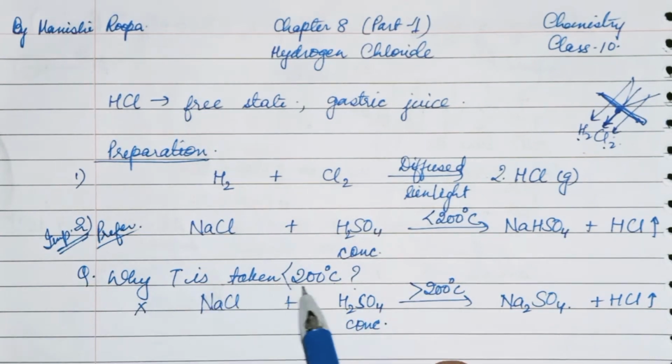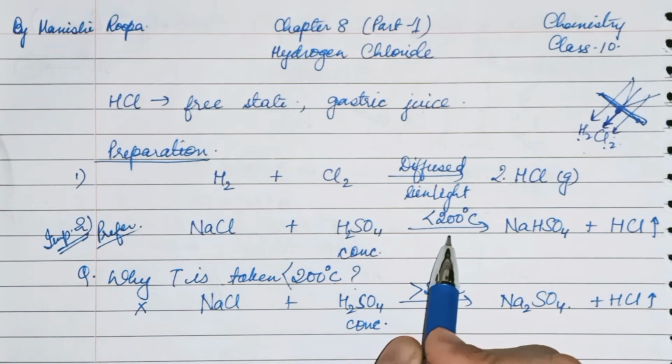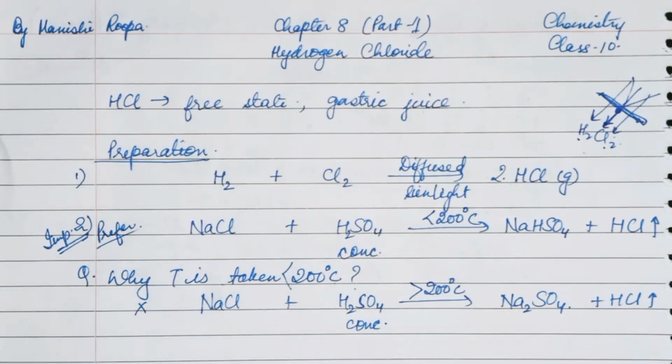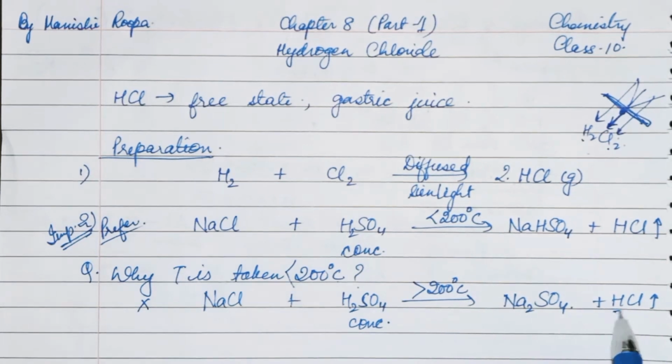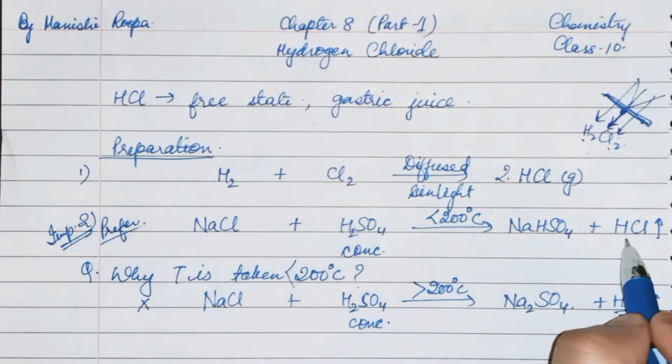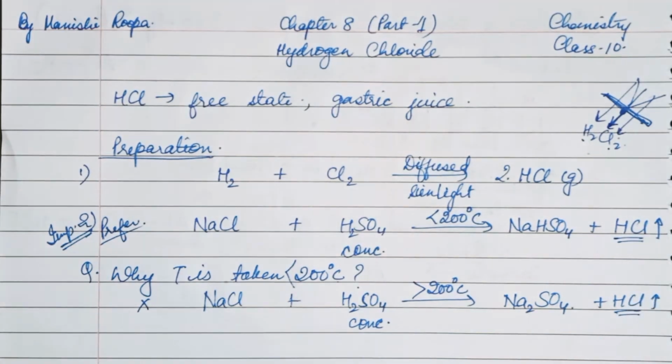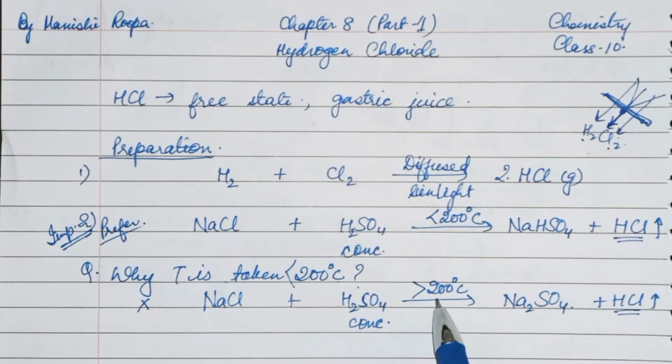So why is the temperature taken below 200 degrees Celsius? Here you can write, see here first, if the temperature is more than 200 degrees Celsius, you are getting HCl. If it is less than 200 degrees Celsius, you are also getting HCl. So if you want to prepare HCl only, then why would you waste your fuel? If you are providing more energy, more heat, you are wasting your heat. So if the product is obtained at the lower temperature, why should we waste this heat?